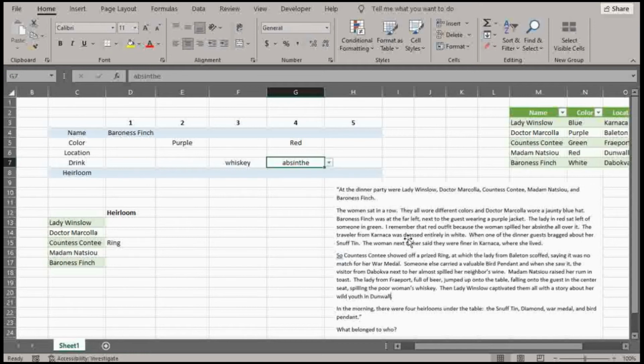Okay, so let's go back up again, right? So they all wore different colors. Dr. McCullough wore a jaunty blue hat. Okay, so we know that red is actually next to green. And the two colors left are white and blue. And we know that this isn't Dr. McCullough. So this has to be blue. Which means that this is white.